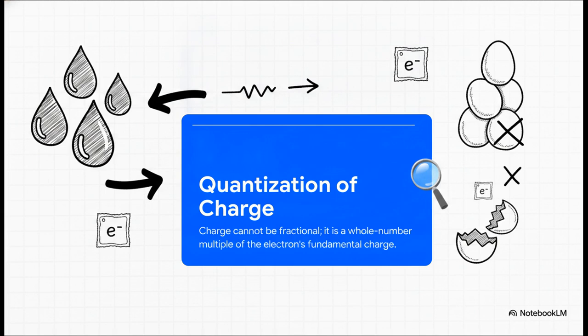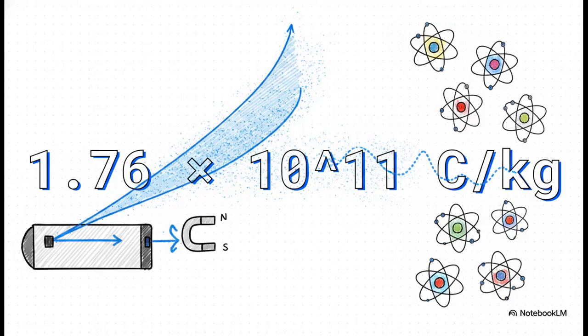It's kind of like buying eggs, right? You can buy 1 egg or you can buy 2 eggs, but you can't buy 1.3 eggs. Charge always comes in fixed, indivisible packets. Which brings us to this incredibly specific number, J.J.